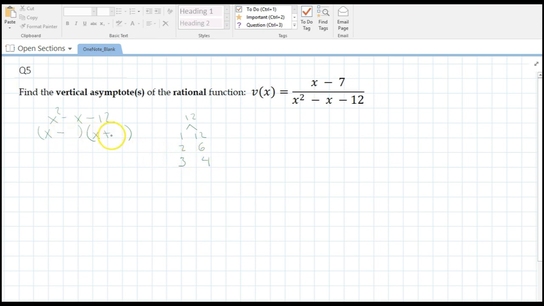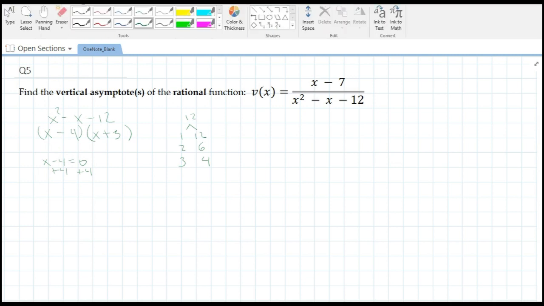Right here, because the signs are different, I know that we need to subtract. So 4 minus 3 is going to give me 1. So I need the higher factor first because I need to match the sign, and then 3. I equal each parenthesis to 0. So I add 4, both sides of the equal sign. This cancel. So I'm going to have that x is equals to 4.